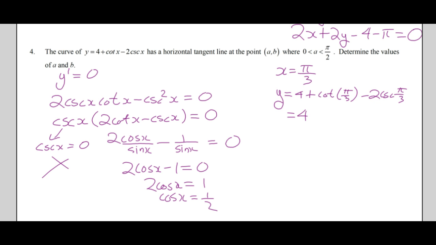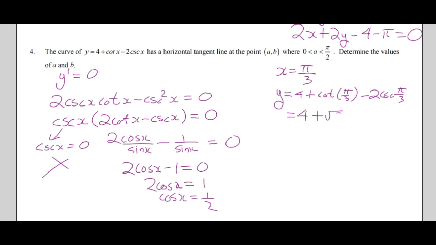Okay, cotan of pi over 3. What's the tangent of pi over 3? What is it? Tangent is root 3 over 1? Well, cotan would be 1 over root 3, right? Because we're going to flip it. Would cotan of pi over 3 be root 3? Or no? Yeah? Root 3? All right.